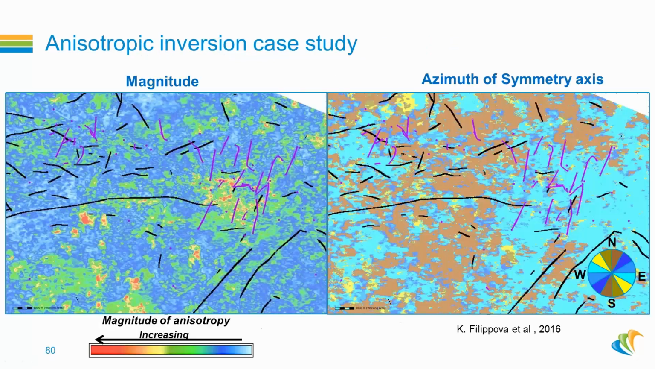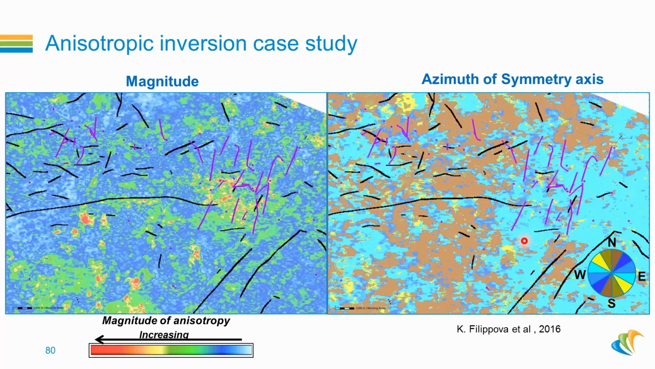Another example shown here. At the left-hand side, the magnitude of the anisotropy has been calculated. And these are the faults, the black ones. And you see that at some fault locations, we have higher anisotropy. And this faulted location has higher anisotropy, especially this location. These purple ones are the well locations.